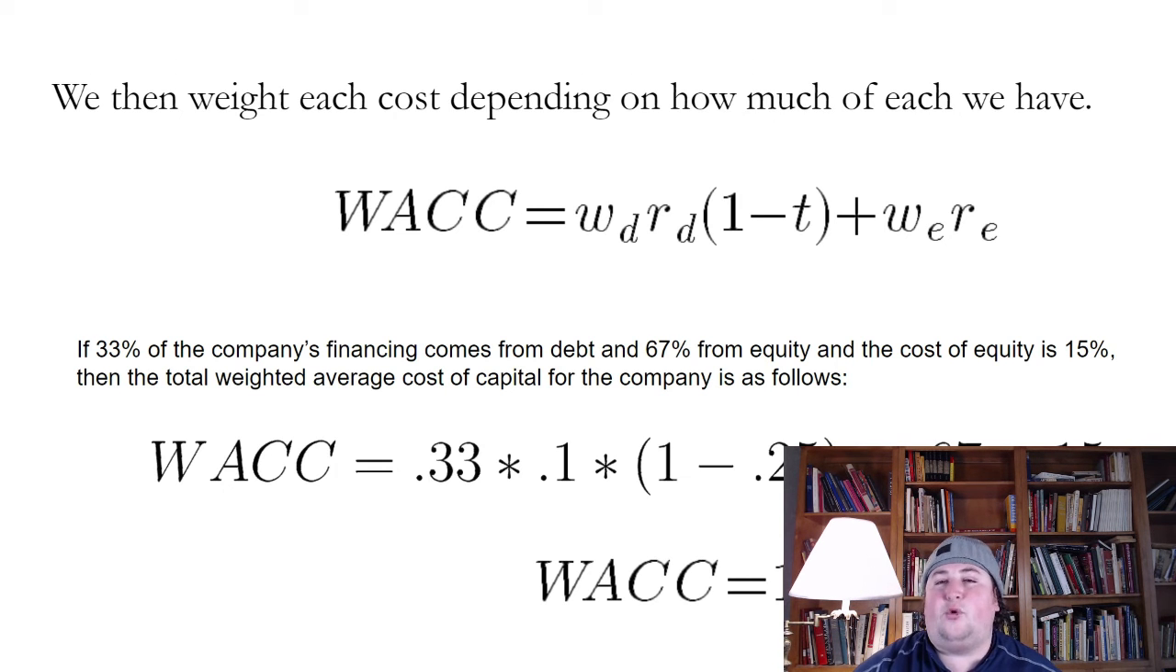And so why is this important? Why do we care about this? Well, as it turns out, the weighted average cost of capital basically becomes the firm's discount rate. That is, the time value of the firm's money. And so when the firm is deciding whether or not to do a project, the return on the project will be compared against the weighted average cost of capital.